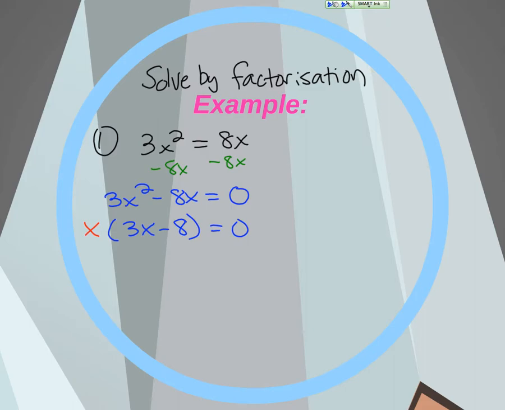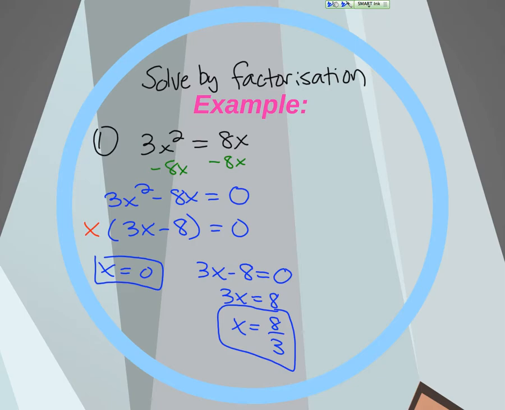Step 3 is null factor law. So you split them up. So I have x equals 0 and 3x minus 8 equals 0. The last step is to solve. So the x equals 0 side is pretty much solved. Over here I'll have to add 8, so 3x equals 8, and x equals 8/3. It does not say you have to solve exactly, so if you want to get a decimal or round, you can. I'm just going to leave mine like that.